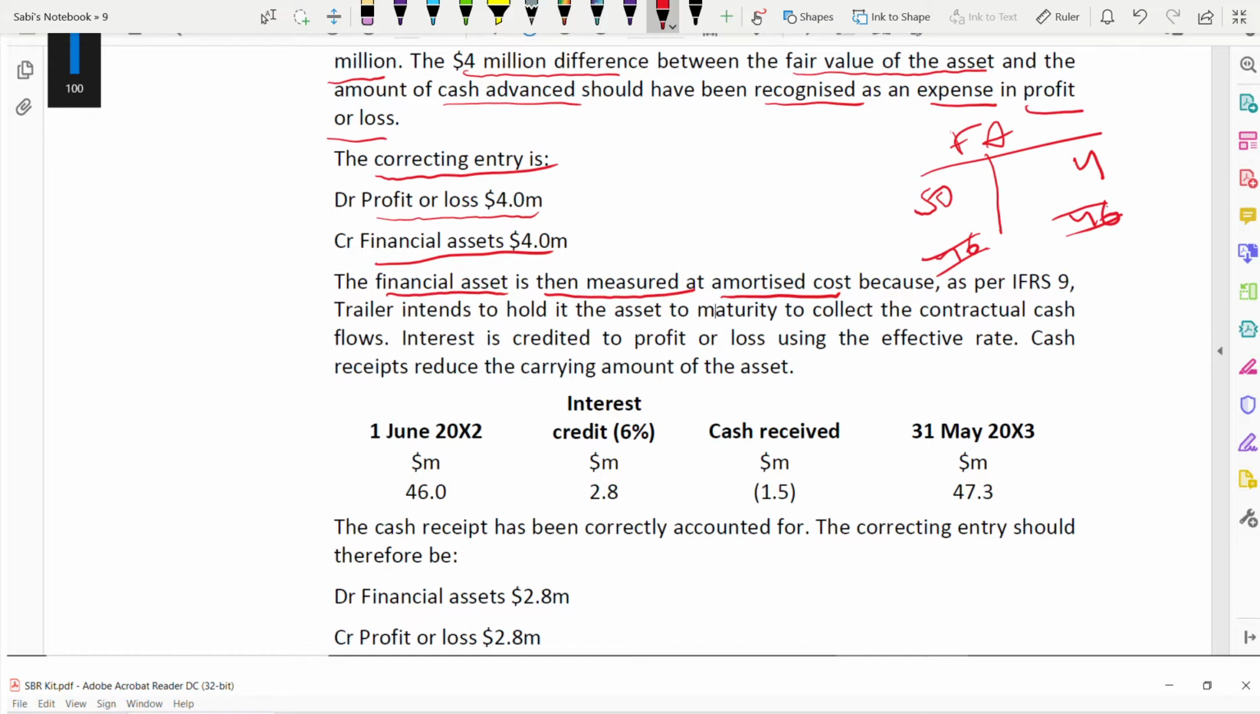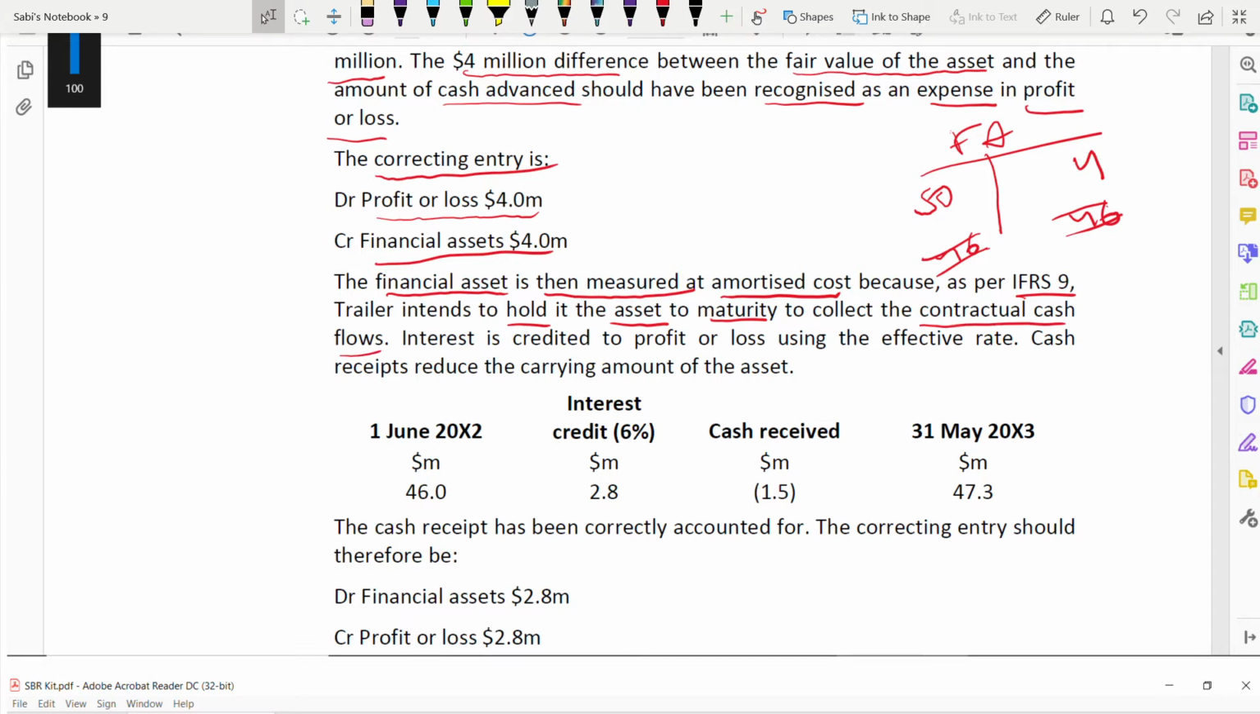Because why it needs to be measured at amortized cost, here also they are using the same standard, IFRS 9 only. Okay, as per IFRS 9, comma. After that, you are linking it to the case study. Trailer intends to hold the asset to maturity to collect the contractual cash flow. Why is it measured at amortized cost? The reason they are giving is they hold the asset till maturity to collect the contractual cash flow.